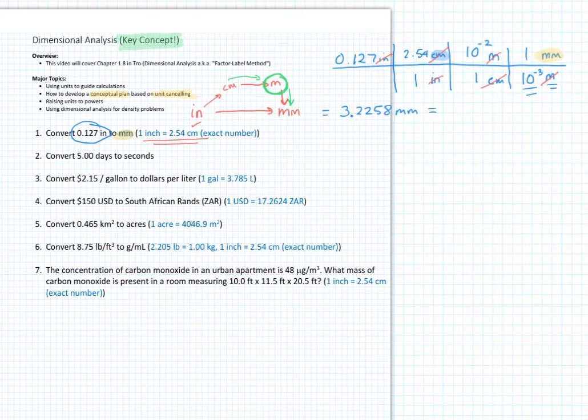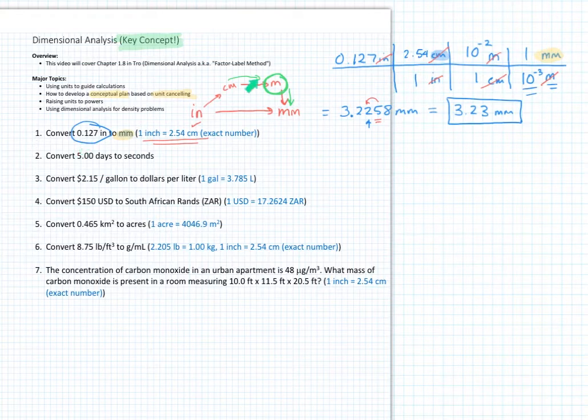So I'm going to round this to this decimal place, which means I need to look at the next decimal place. And because that's a 5, I need to round that up. All right, so 3.23 millimeters. That would be my correct answer with the correct number of significant figures and with the units written down. Okay, so that gives you the general idea how we attack these problems.